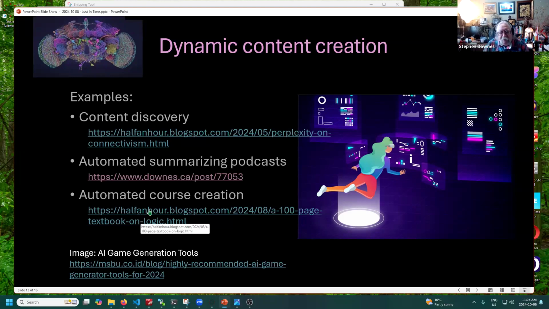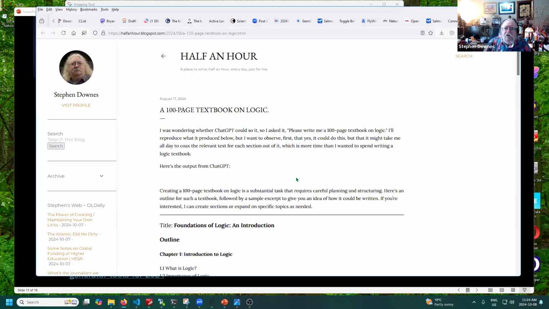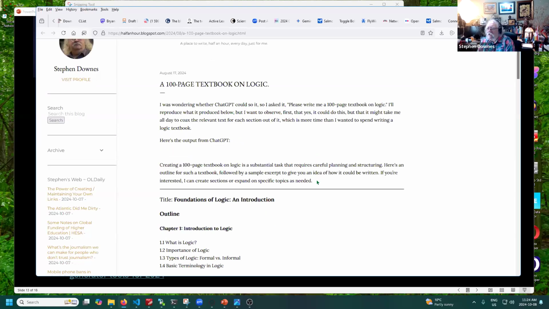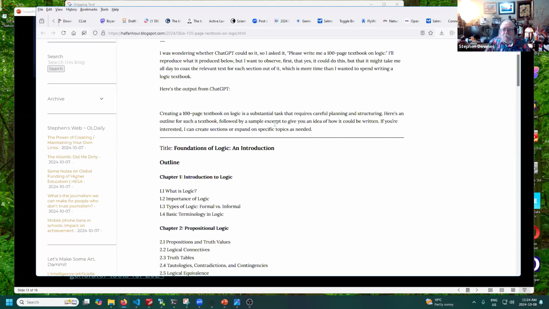Automated course creation. Now, we're talking dynamic learning resources. I understand that. But part of the whole concept here is that we don't need to create static resources anymore, because we can create them on the fly as we need them. And so this was a simple little experiment I did. I prompted ChatGPT to please write me a 100-page textbook on logic. That was my prompt. So much for prompt engineering.